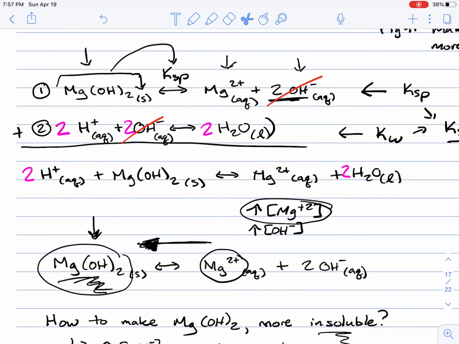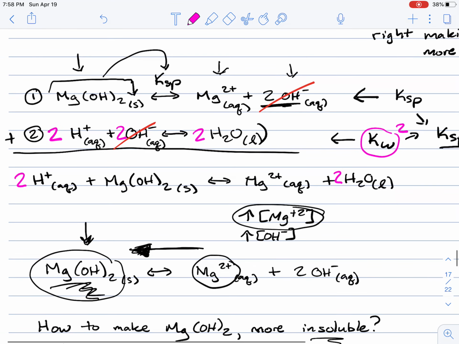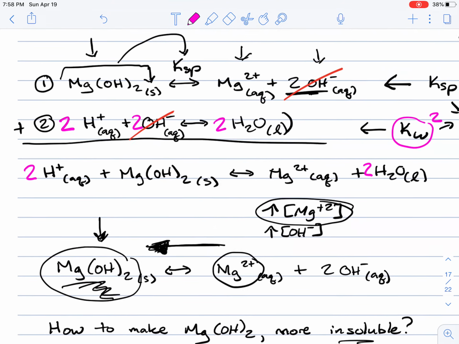So this would represent the overall chemical reaction between these 2 simultaneous equilibria. And since we multiplied by 2 in the second equation, we need to go ahead and take this Kw and square it. And so Kw squared times Ksp will give us the overall equilibrium constant for the sum of both of these chemical equations. Okay? And so hopefully that reviews this idea of simultaneous equilibria that we've looked at once before when we were going over manipulating equilibrium constants in chapter 14 of the Jesperson textbook. Okay. All right.